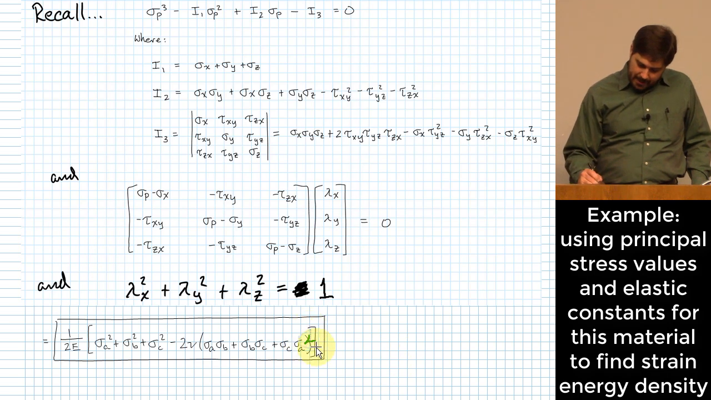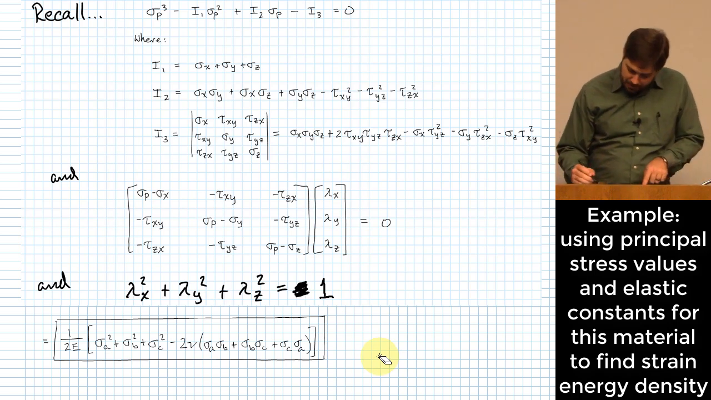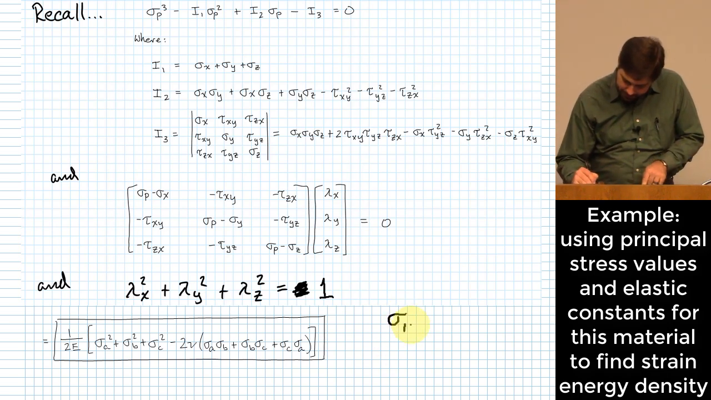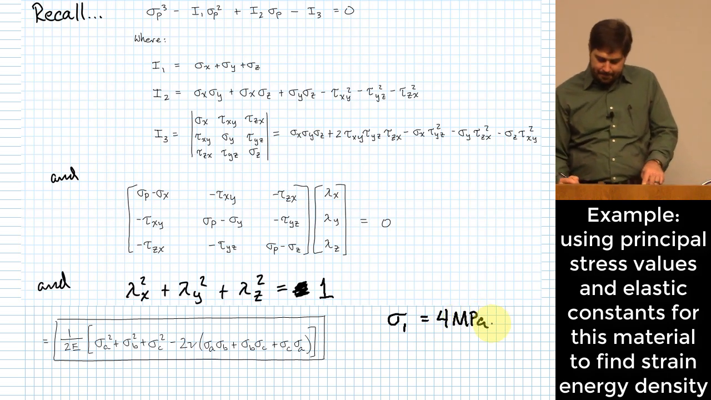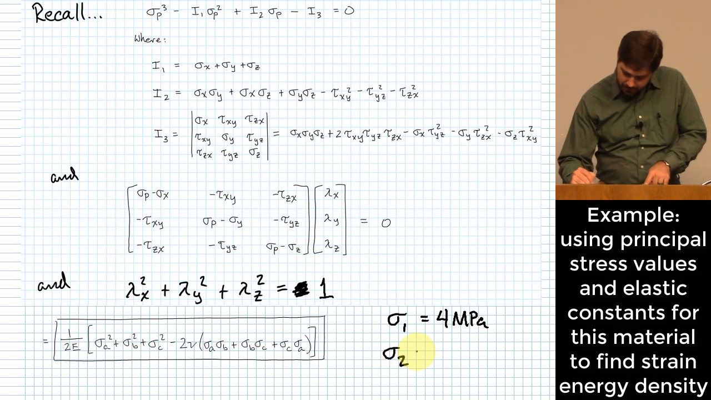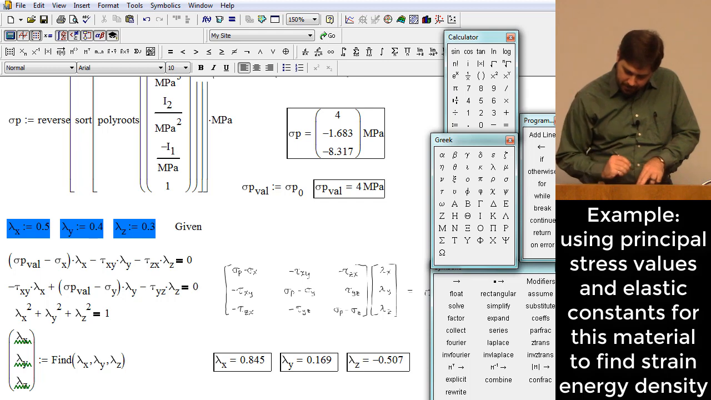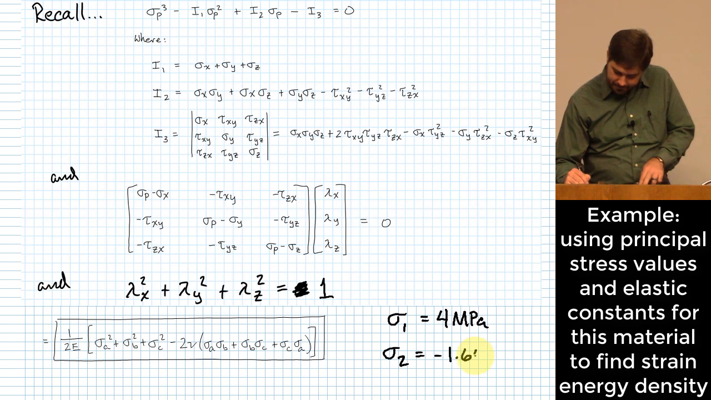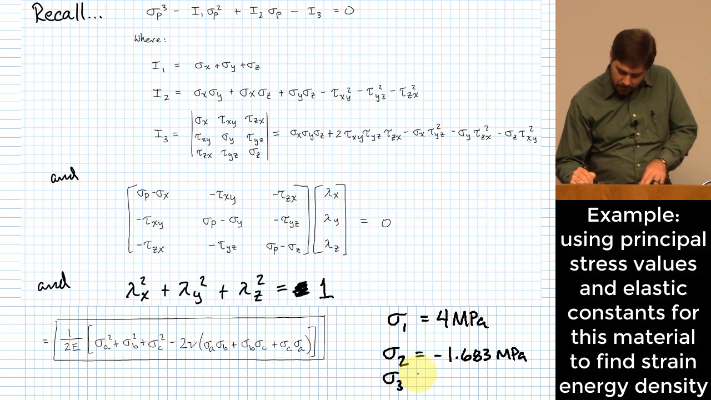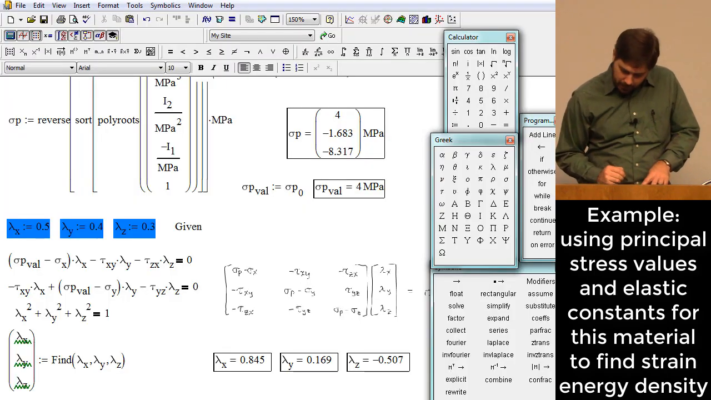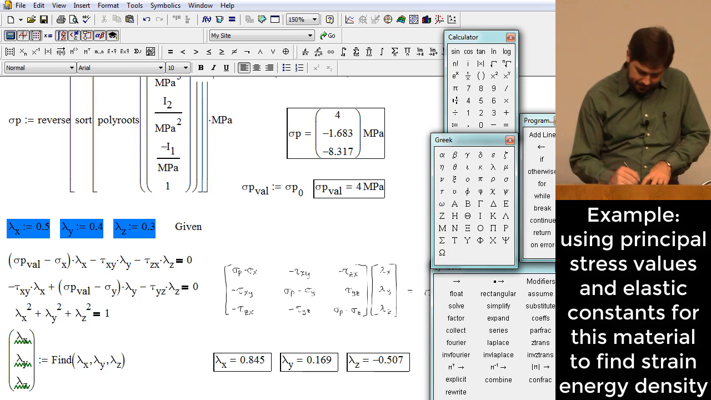Okay, and write down what my three principal stresses were. What was my first one? 4 MPa. What was my second one? Okay, 1.6. I'll go ahead and look over here. 1.683. You were exactly right. And then my last one was negative 8.317.